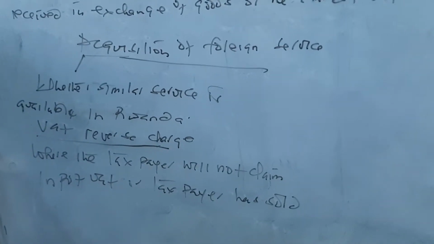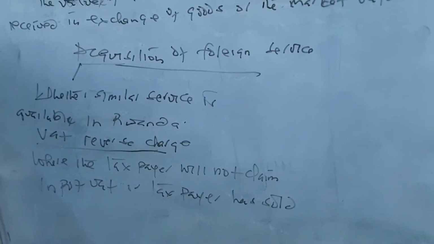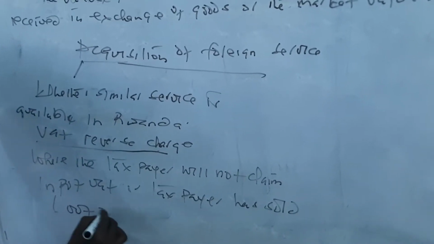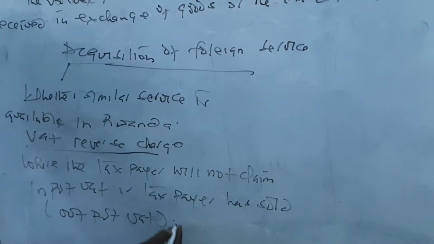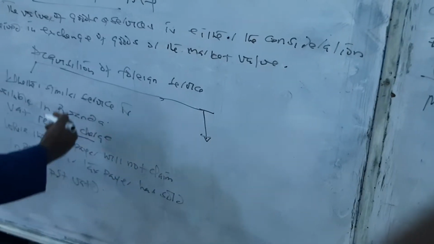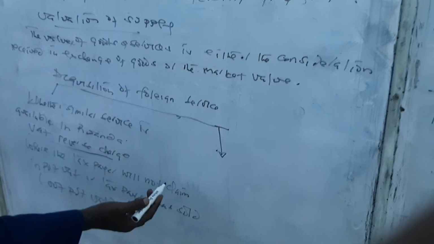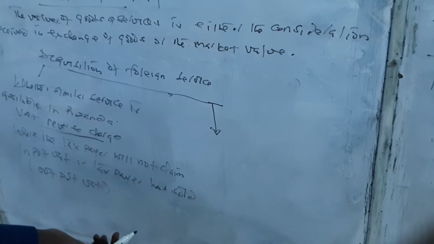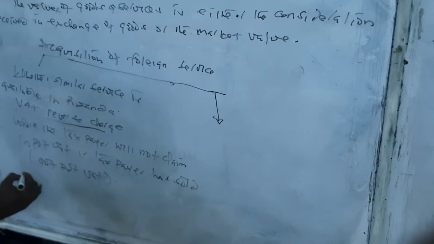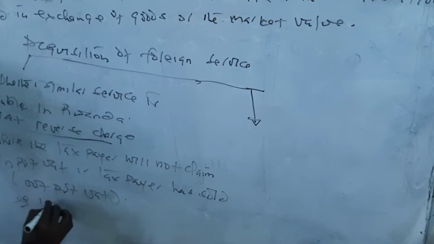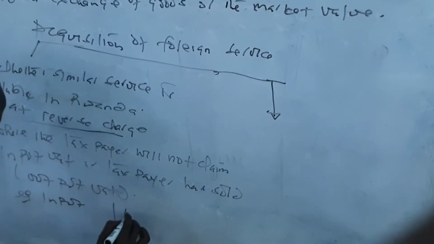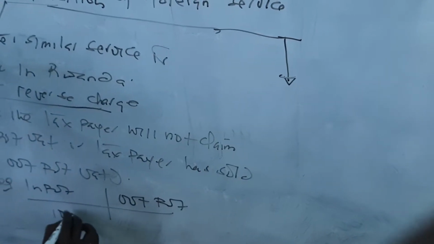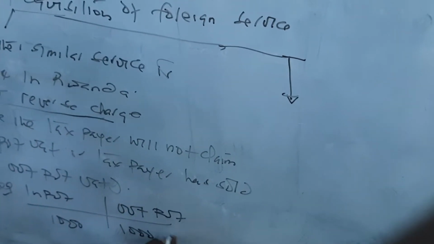Sold the service. That means that he will pay the output. There is output VAT here on it. In case there is a similar service available in Rwanda, there is a VAT reverse charge. For example, you can say that the input and output here, maybe here if it is 1,000, even here should be 1,000.